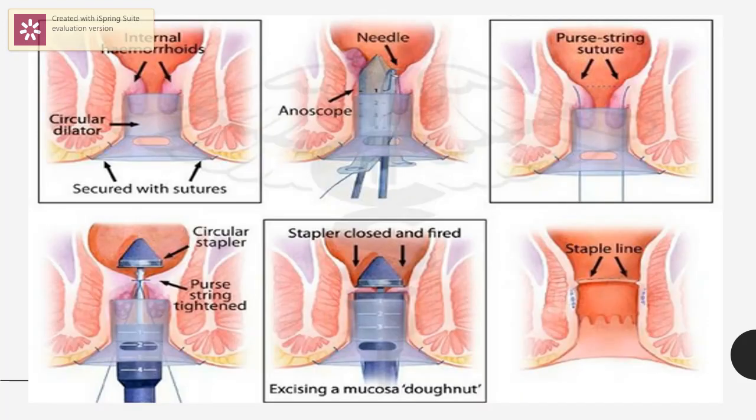So you can see in this figure here, the purse string suture is placed several centimeters above the dentate line. In the second figure, the fully opened stapler gun is inserted endo-anally so that it is above the purse string suture, which is then tied around the shaft of the gun. The gun is closed and fired. After firing, a 3 to 4 centimeter strip of mucosa and submucosa containing the hemorrhoids is excised and the mucosal edges are simultaneously stapled together.